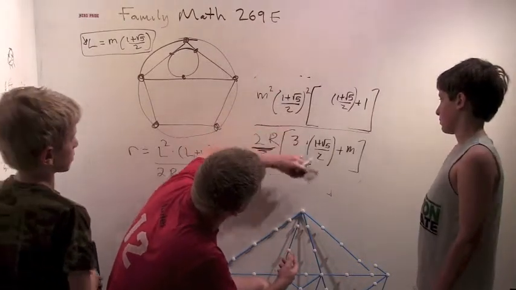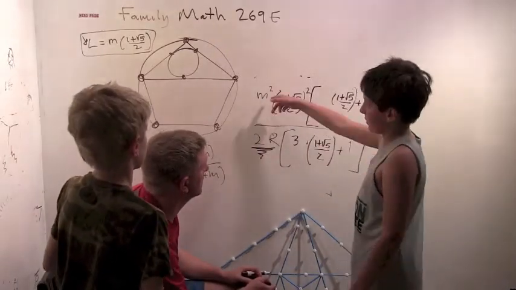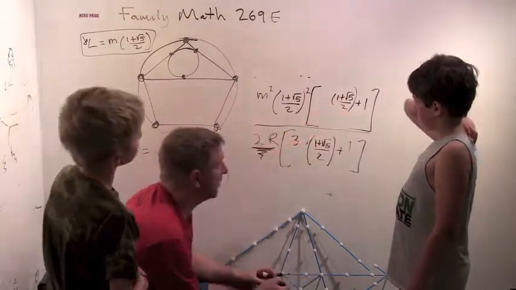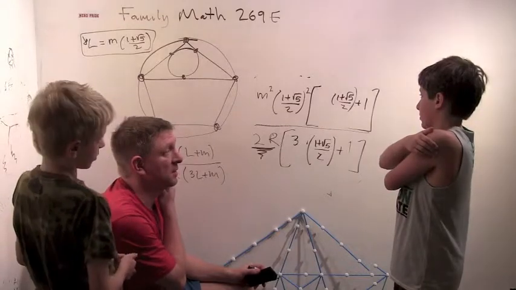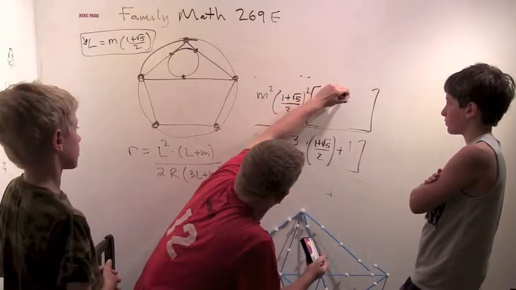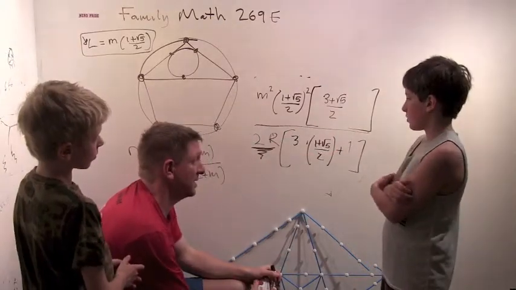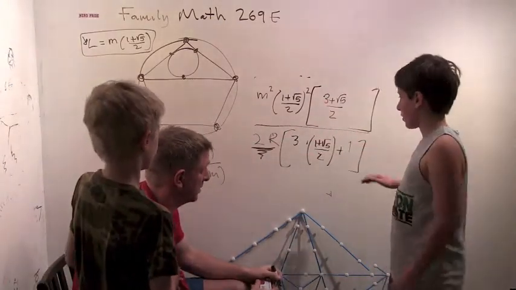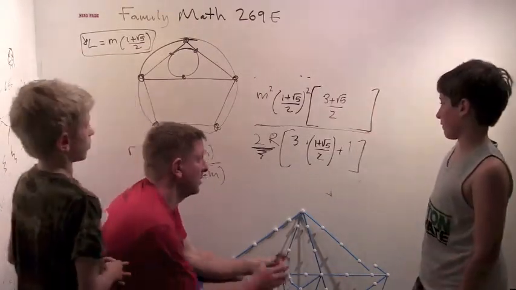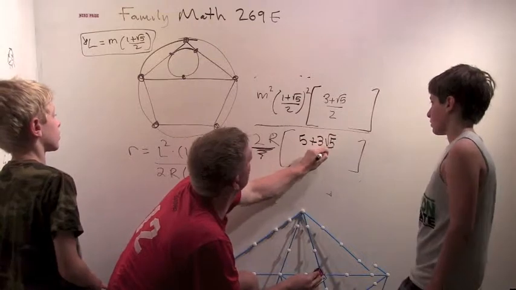And goodbye, M in here. It turns into a 1. But this M is a times, so that M is not changed. Now we have 1 plus root 5 over 2 plus 1. What does that become? Well, it's 3 plus root 5 over 2. Here we have 3 times 1 plus root 5 over 2 plus 1. So 3 plus 3 root 5 over 2 plus 1, which is 5 plus 3 root 5 over 2.